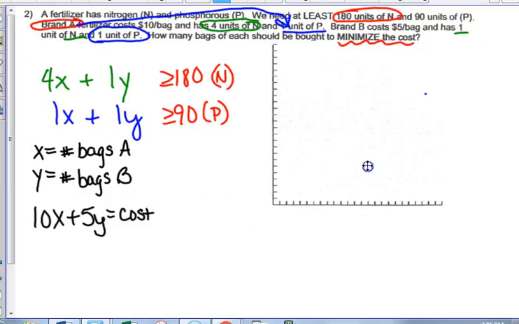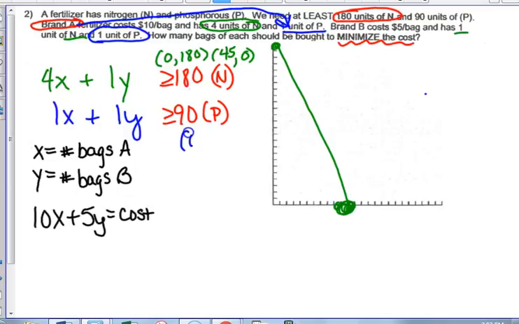I'm going to go kind of quick because I think we can handle this. If we put in a 0, we'd get out a 180. If we put in a 0 for the y, we'd have to divide by 4, which I think would be 45. So 0, 180, and 45, 0. I'm doing a really rough sketch and a really big dot. Okay. This one, somebody give me 2 ordered pairs there. Quick. X plus y equals 90 means? 0, 90, 90, 0.